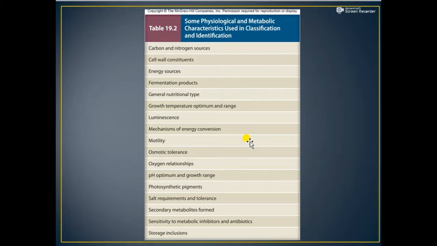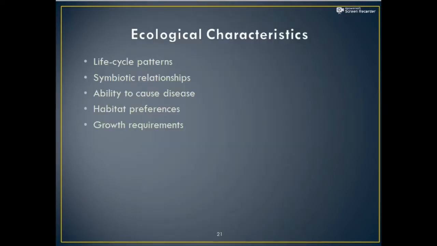Then the sensitivity to metabolic inhibitors, antibiotics, the storage inclusions, these are all characteristics which will help us to classify the bacteria. The ecological characteristics: we have the life cycle patterns, the symbiotic relationships which they can do. Symbiosis means living together without causing any harm. Then the ability to cause disease, the habitat preferences, that is what I mentioned earlier, the environment in which it grows, then the growth requirements. These are all coming under the ecological characteristics.